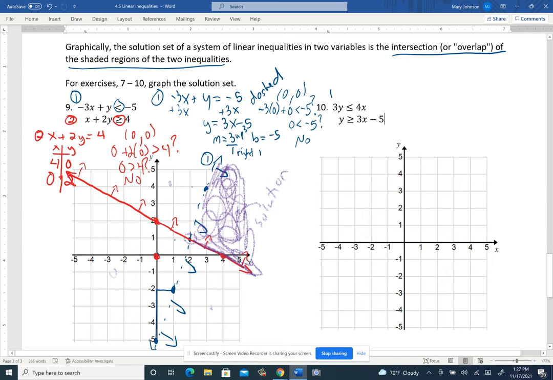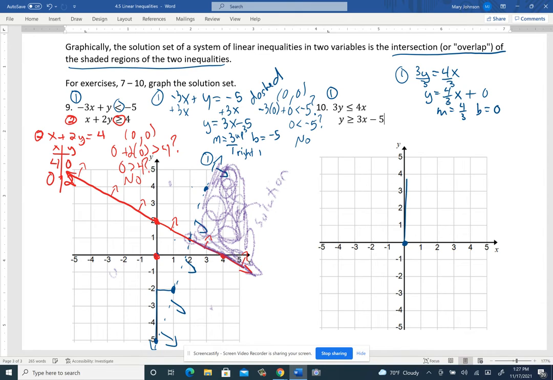Okay, so the first equation is 3y less than or equal to 4x. So first thing I'm going to do is graph that equation, 3y equals 4x. Y is almost by itself, so I'm just going to go ahead and divide by 3. So I have an equation where the slope is 4/3. And notice there's no number after that, so it's like plus 0. The b value is 0.